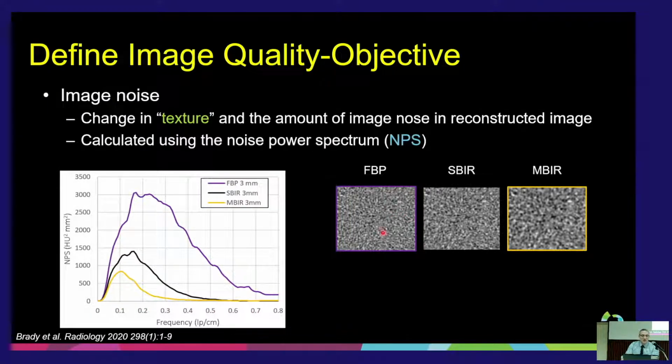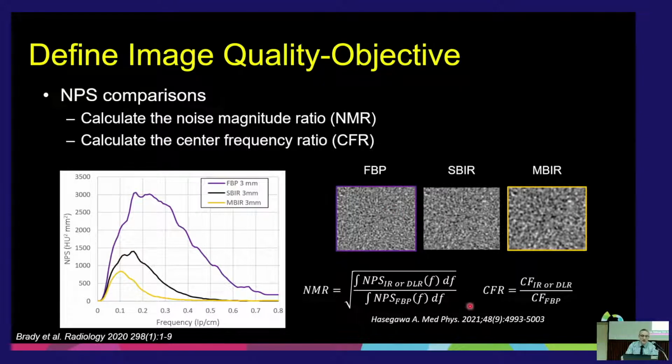So what does that mean in the image? The lower the frequency, the coarser, the more blobbish, the more soft the texture becomes. The higher the frequency, if we go farther this way, it becomes more sandy, more textured. So noise power spectrum is great. It measures both the magnitude and the texture of the image.